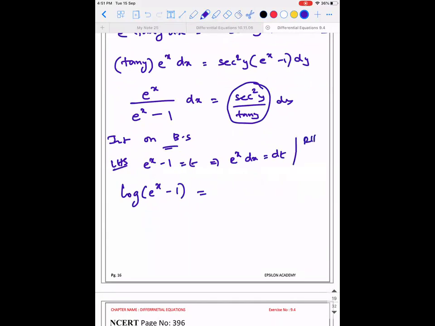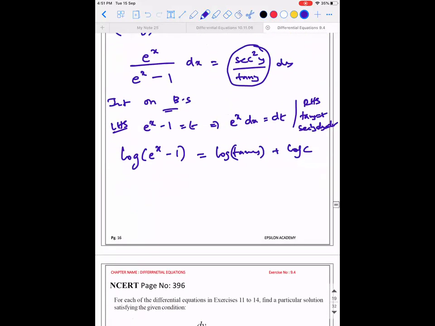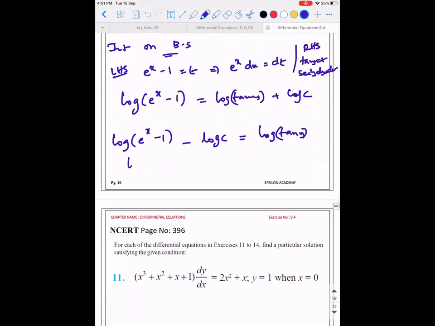For RHS, it's log tan y. Take tan y is equal to t, secant square y dy will be equal to dt. So it will be log tan y. Since both the sides you have log, it's advisable to take the constant as log c. Right. So log of e power x minus 1 minus log c is equal to log tan y. So how can I write it? Log of e power x minus 1 divided by c is equal to log tan y.